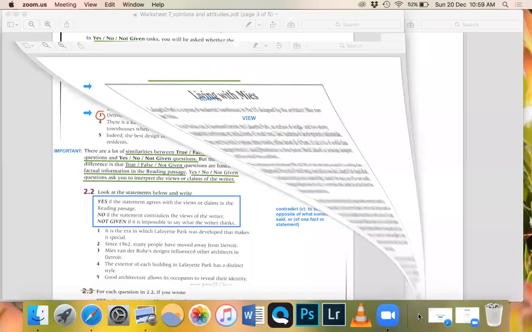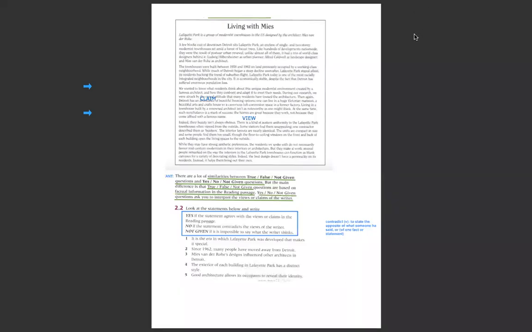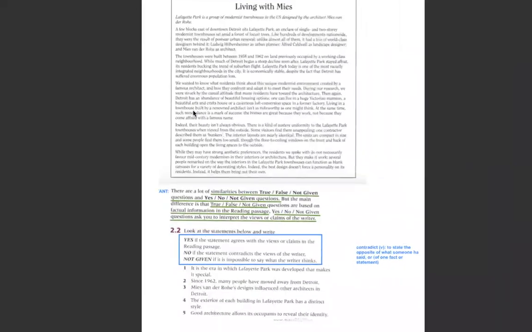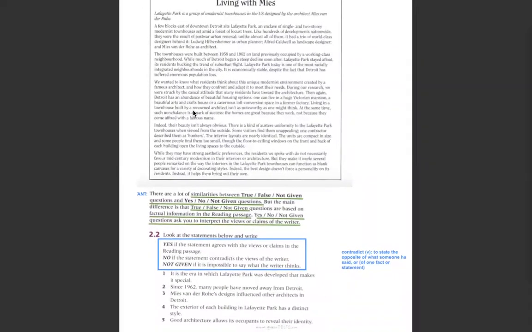So let's do the task. All right, I'll make it as large as I can. All right, so you're going to read again. So first you'll have a look at the statement, find the key words. So era, meaning the year in which Lafayette Park was developed. That makes it special. So we're gonna scan for some kind of information about an era, a year, and then what it says about it being developed, or what it says makes it special. These questions are in the same order as the passage, which means you'll find the answer for number 1 in the beginning, the answer for number 5 at the end. Okay. So number 1 is likely to be in the first paragraph.